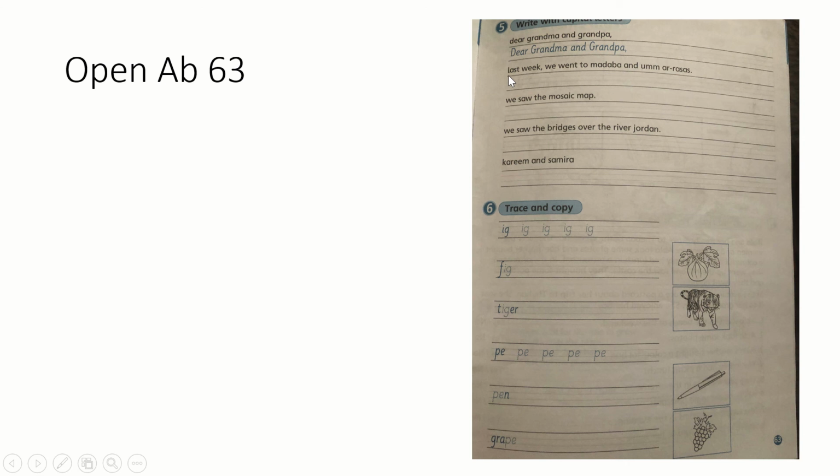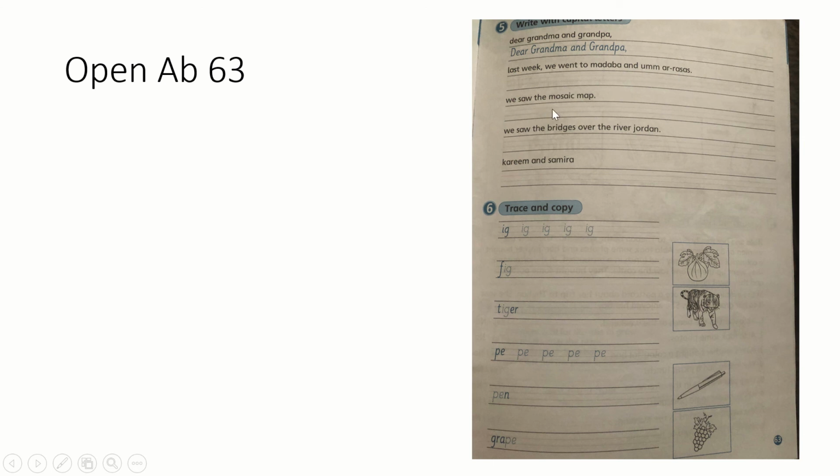Okay, let's go to number 2. Last week we went to Madaba and al-Rasas. What do you think? Yes, the L is a capital letter because it is the beginning of a sentence. Madaba must be a capital letter because it's a name of a city in Jordan. al-Rasas is another name of another city, so you have to write it with a capital letter.